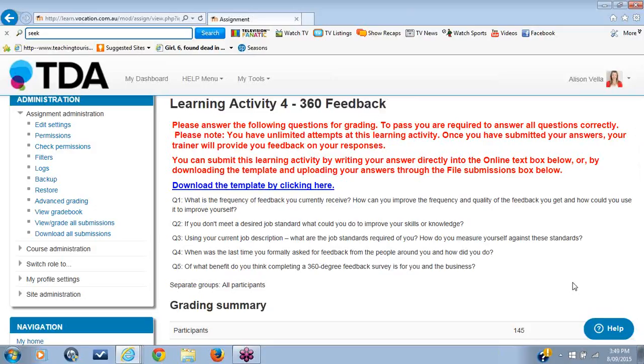Now let's have a look at question 2, which says, if you don't meet a desired job standard, what could you do to improve your skills or knowledge? My interpretation of this question is, if you were in a workplace scenario and there was a particular element of your job that you didn't meet, or there was a little gap there, what could you do to improve your skills or knowledge? Is it possible you could ask for some feedback on your performance? If so, what could you do with that feedback to improve your understanding of that particular standard?